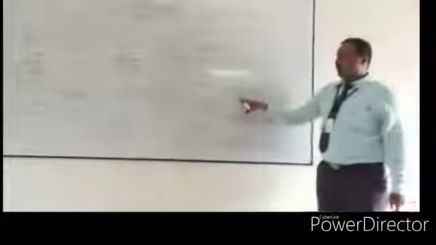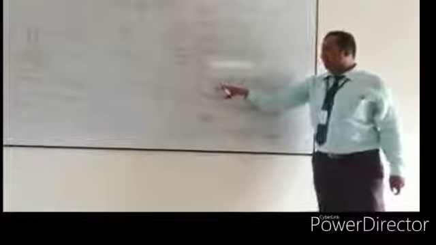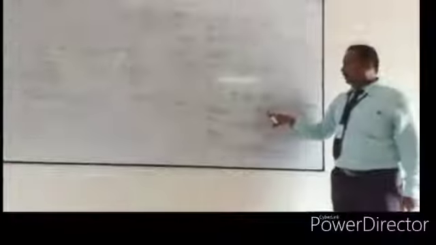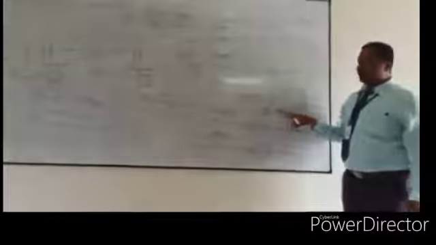This is the base value. Now the per unit value of the transmission line is equal to actual value, which is 100, and base value, which is 333.33. So finally the result is 0.30 per unit.